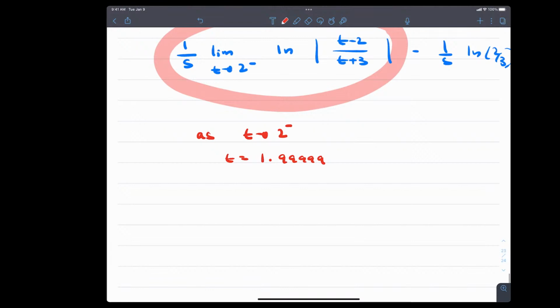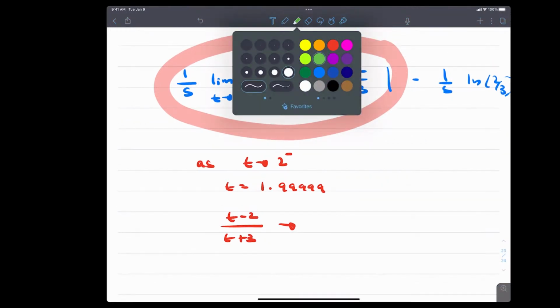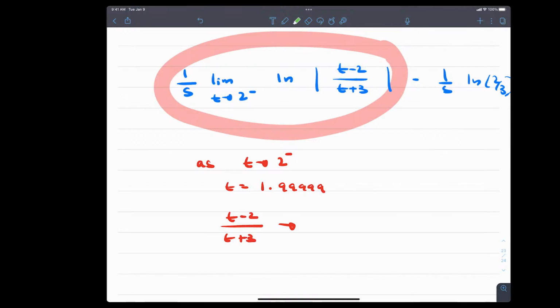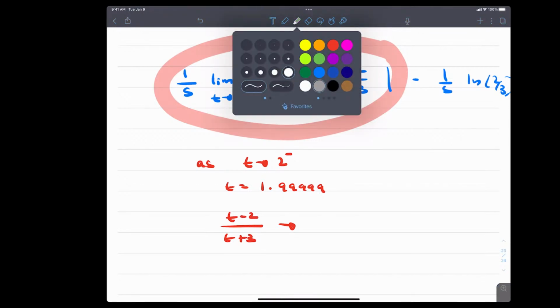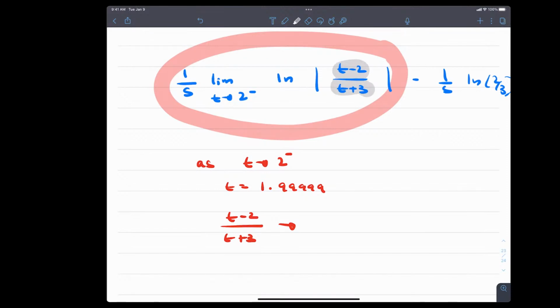Here's what I want to really get at. Where does t minus 2 over t plus 3 go to? Do you guys know where this portion goes to? It's going to 0. Good job. How do you know it's going to 0? If you use this small value, doesn't this numerator go to 0 and the denominator go to 5? 0 over 5 is 0.